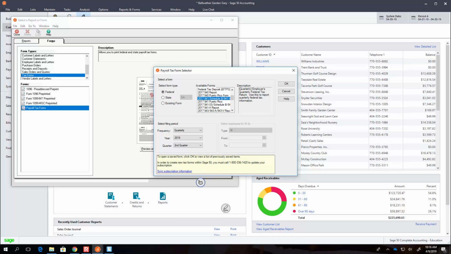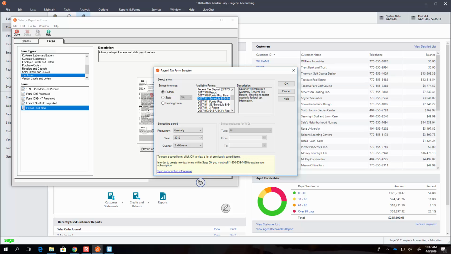So I'm on the federal toggle, and 941 is the report I want you to print out. It'll be a 2017 version, not a 2018. And if you're using the 2017 software, it'll be the 2016 941 report.